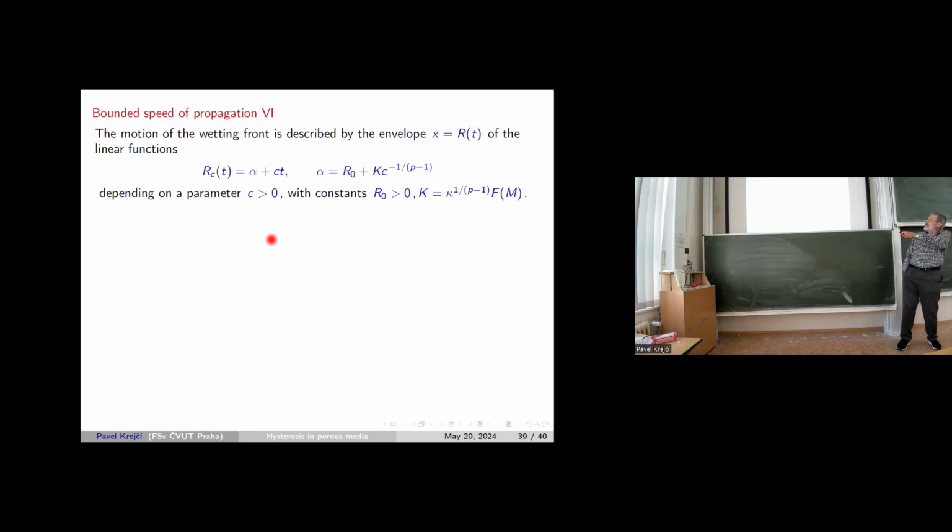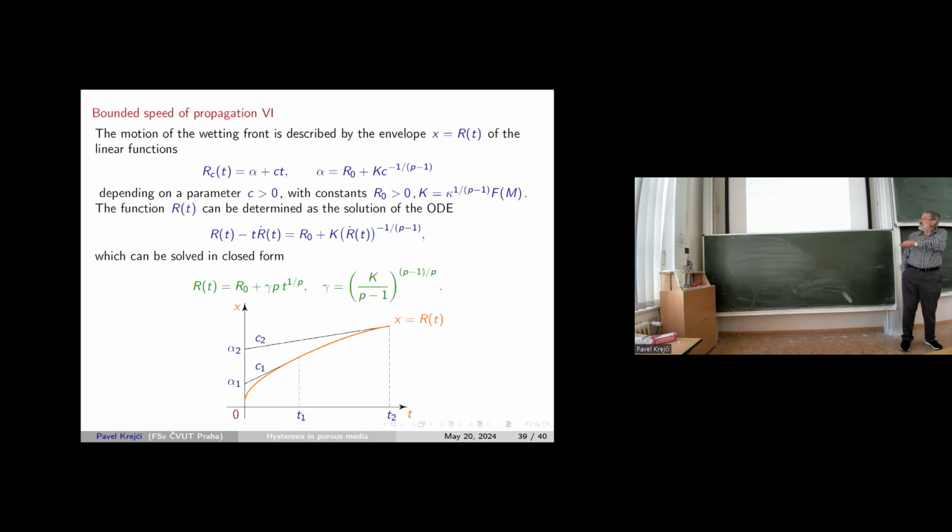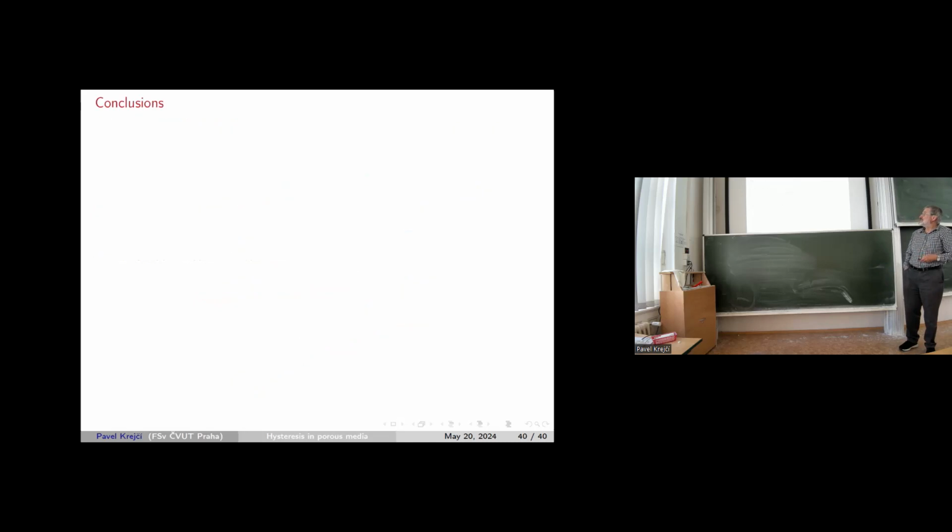And now what is the envelope? The envelope is the solution of this ordinary differential equation, which says that the straight lines R_c are tangent to the envelope at every point of contact. So you construct the ordinary differential equation that can be solved explicitly. And this is the solution. So this is the motion of the moving front. And that's it.